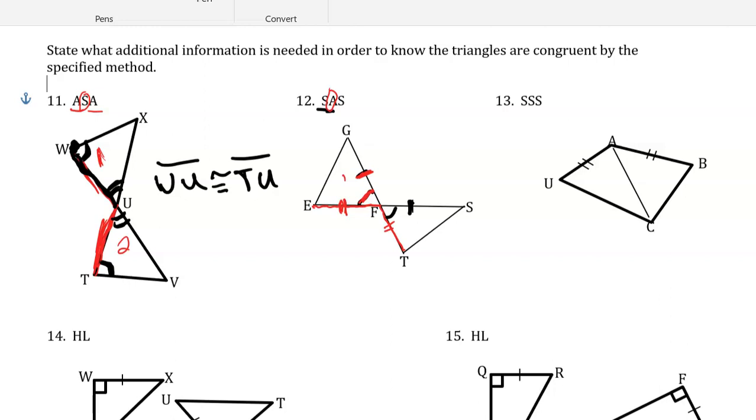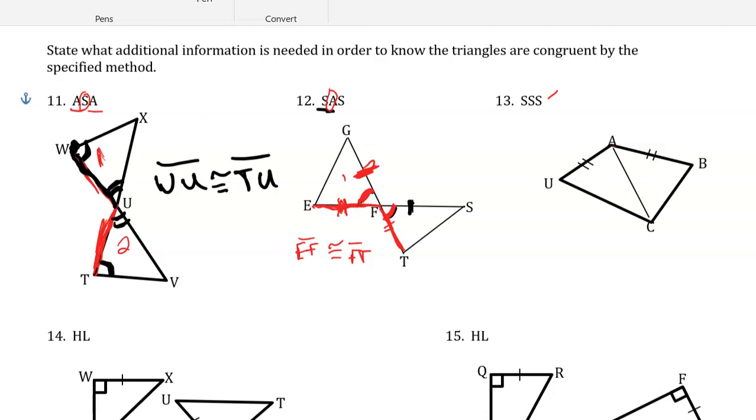All right, so knowing this side, and then knowing this angle because they're shared angles, they're vertical angles, they're across from each other, to go side, angle, side, we would want this side here to be congruent to this side here. Okay, so the way we would write that is segment EF would have to be congruent to segment FT. Okay. All right, the easiest one, side, side, sides. Now we do have a shared side.